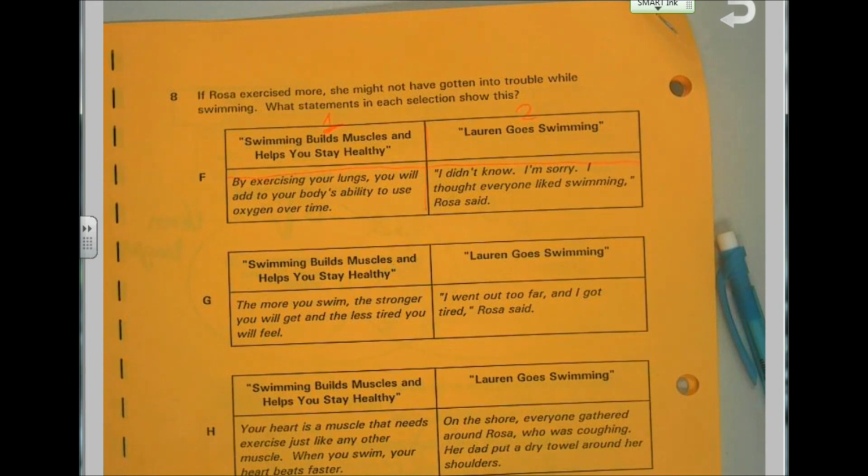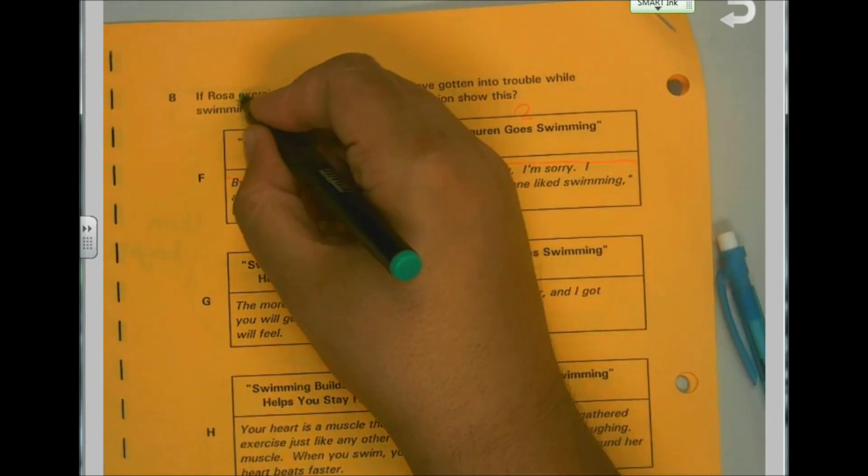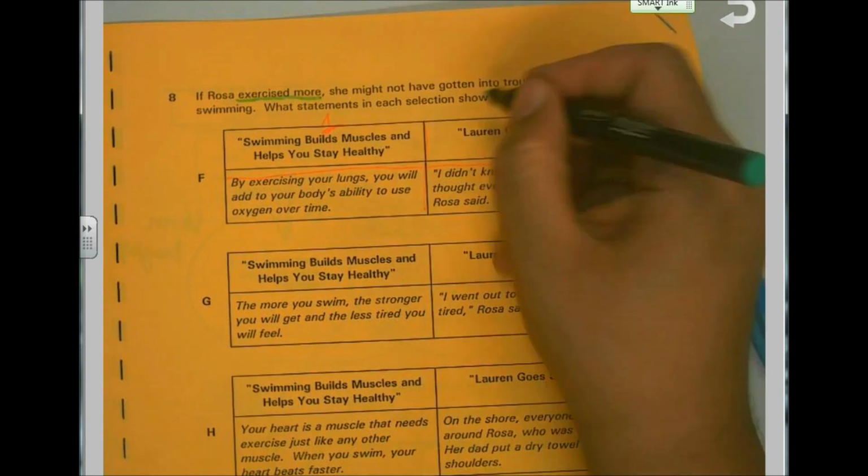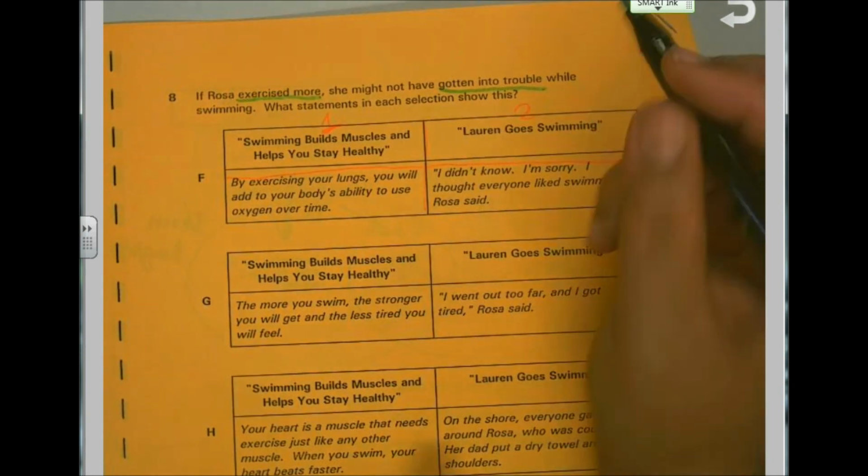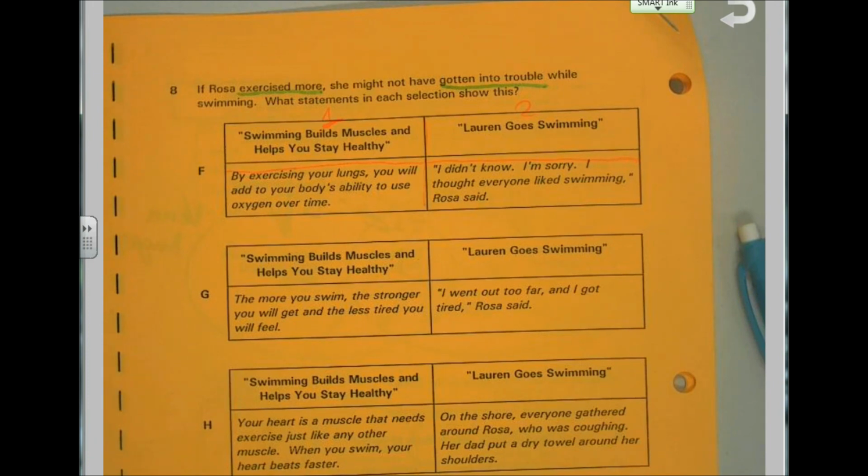Now let's read the question. If Rosa exercised more, she might not have gotten into trouble while swimming. What statements in each selection show this? Now, this is tricky. We have to really pay attention. The first part says exercise more, and the second part says gotten into trouble. Those are the two things we're looking for. We're looking for it to say exercise more, or it did more exercise, and the other is that in some way she got into trouble. Okay, so let's read each one in turn.